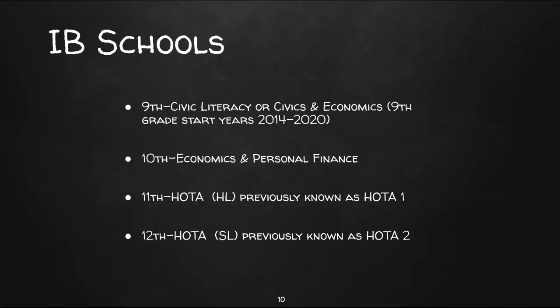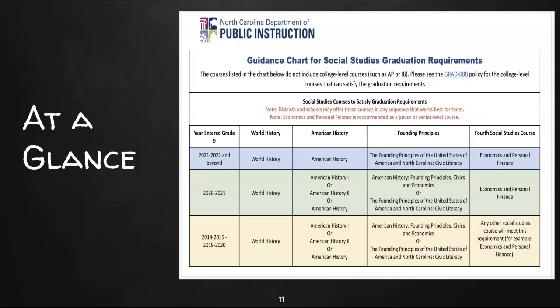For IB schools, here's the suggested sequence of courses. 9th grade Civic Literacy or Civics and Economics based on your 9th grade start year. 10th grade Economics and Personal Finance. 11th HODA HL, previously known as HODA 1. 12th HODA SL, previously known as HODA 2. Here is the chart at a glance of the DPI recommended course of study.